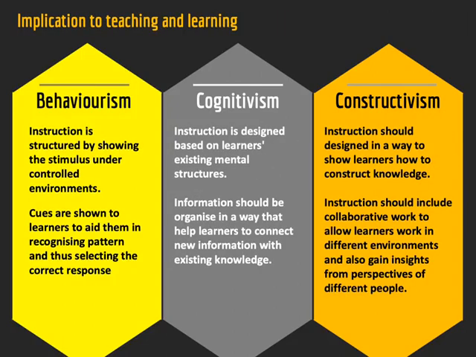In terms of the implication to teaching and learning, in behaviorism, instruction is structured by showing the stimulus under controlled environments. Cues are shown to learners to aid them in recognizing patterns and thus selecting the correct response. Whereas in cognitivism, instruction is designed based on learners' existing mental structures. Information should be organized in a way that helps learners connect new information with their existing prior knowledge.